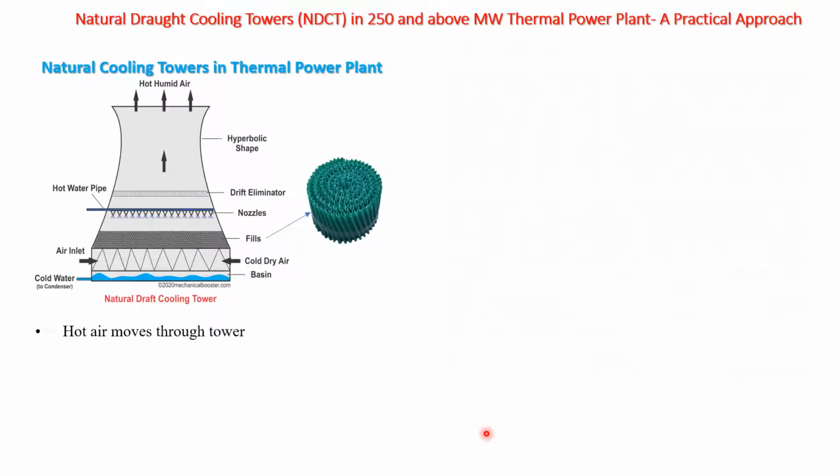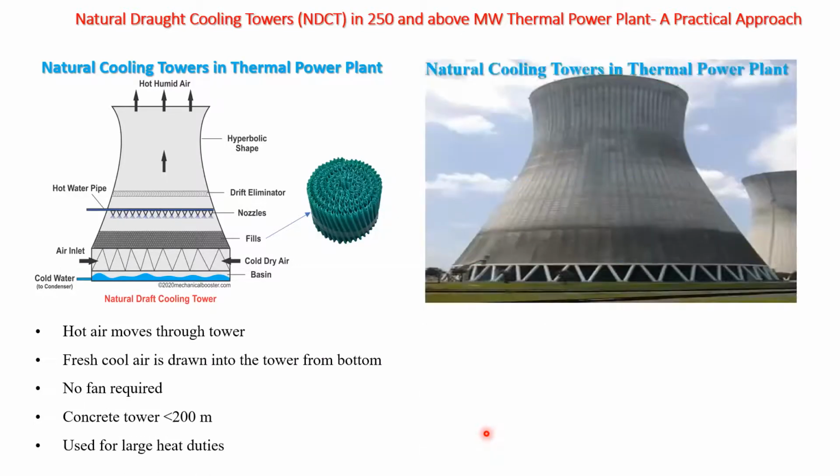We saw what the components are: hyperbolic shape, drip eliminators, nozzles, fill, and cold dry air base, and lastly the basin. The principle of working is the same here, only the shape of the cooling tower makes the heat exchange in the cooling tower, and cold water is recirculated in the condenser. Okay, then we saw this natural draft cooling tower actual in a thermal power plant of 250 megawatt.